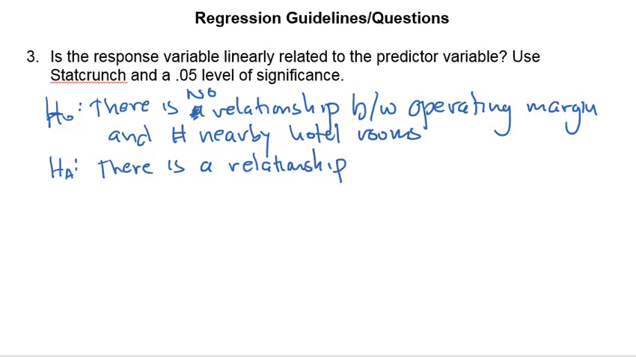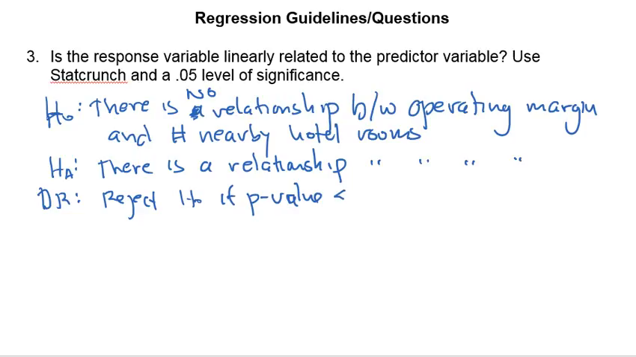And just in the interest of time, you don't need to rewrite it. Decision rule is reject H naught if the p-value is less than 0.05 level of significance. The test statistic from our formula sheet is T equals B1, which is the sample slope, over the standard error of B1. And now let's take a look back at our regression results.